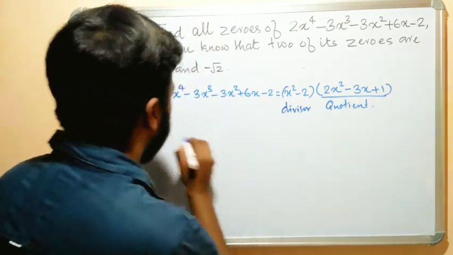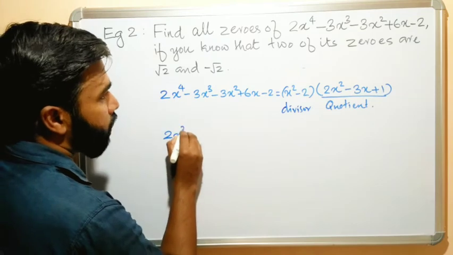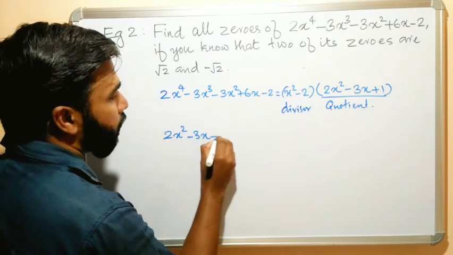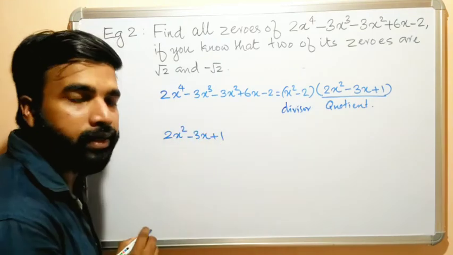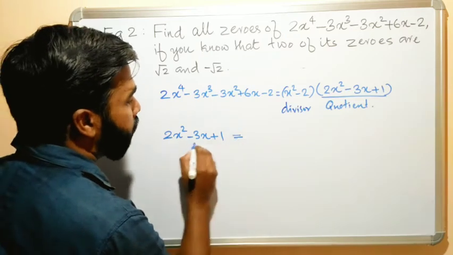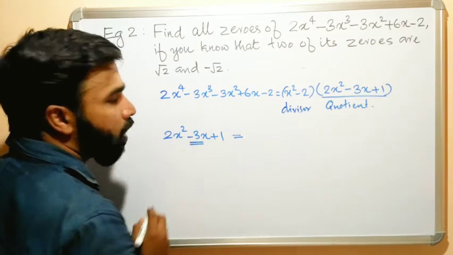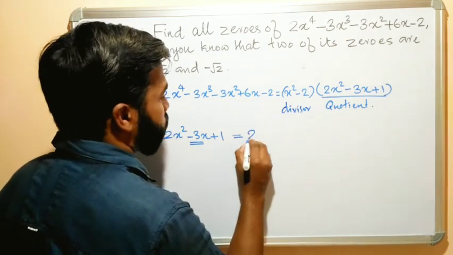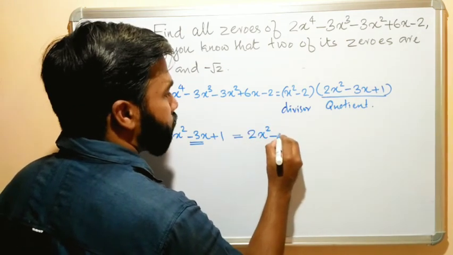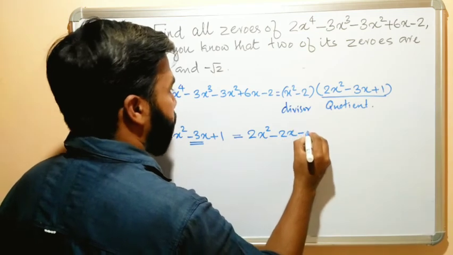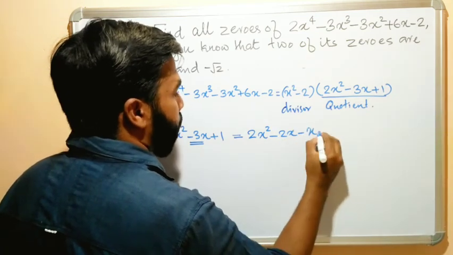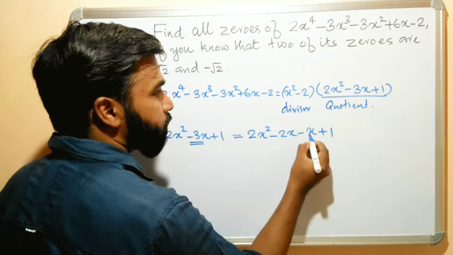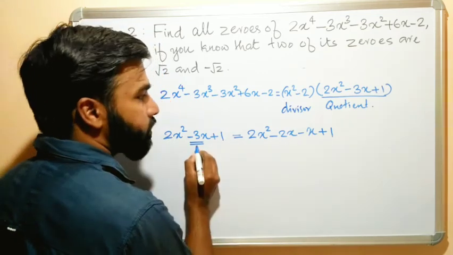Let us factorize 2x square minus 3x plus 1 by splitting the middle term. Here the middle term is minus 3. How we can make minus 3? Then that is 2x square minus 2x minus x plus 1. That is minus 2x plus minus 1x is minus 3x.